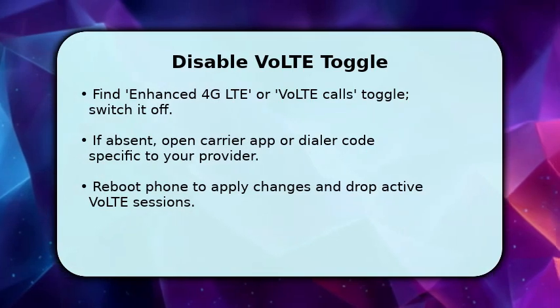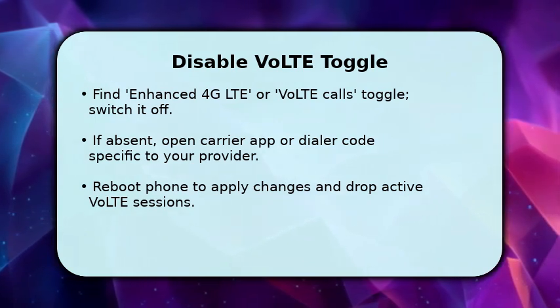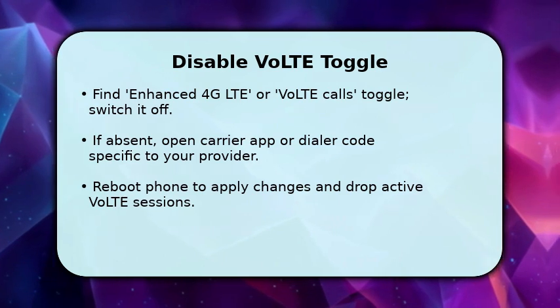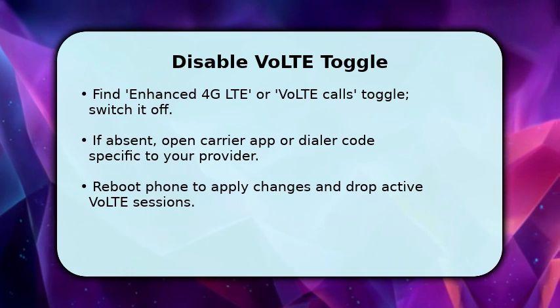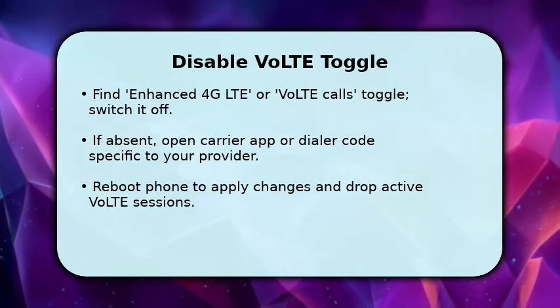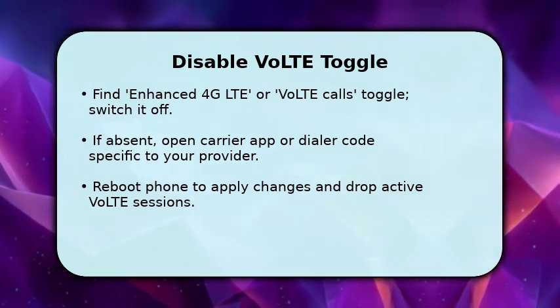You'll now turn VoLTE off directly. Locate the Enhanced 4G LTE or VoLTE calls toggle and switch it to off. This forces the device to use 3G or 2G for voice. If that option is hidden, open your carrier app or enter the carrier's dialer code. Carriers sometimes lock the setting.